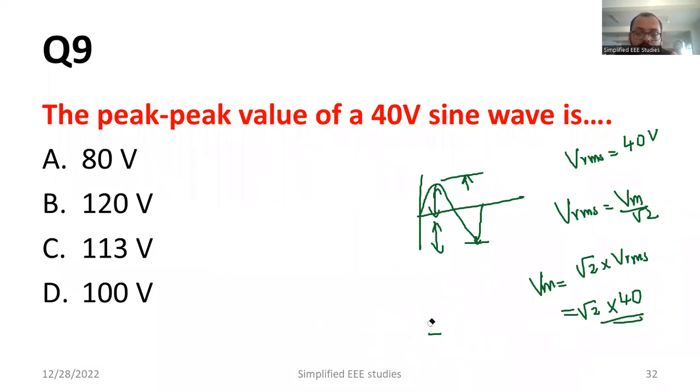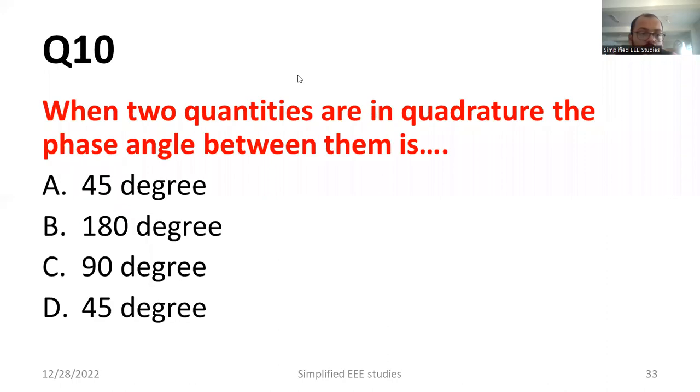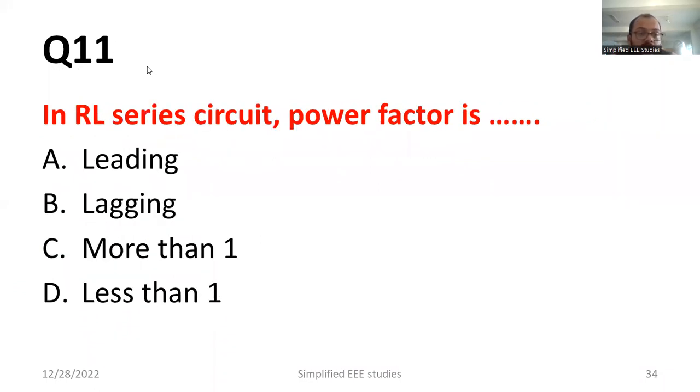So you need to know the relation between RMS value and peak value. Then you need to know the concept of peak to peak voltage in a sinusoidal waveform. And now moving on to question number 10. If two quantities are in quadrature, the phase angle between them will be absolutely 90 degrees. So please select option C. If two quantities are in phase, the phase angle will be 0. If two quantities are out of phase, the phase angle will be 180 degree. Here, go for option C. It is quadrature.